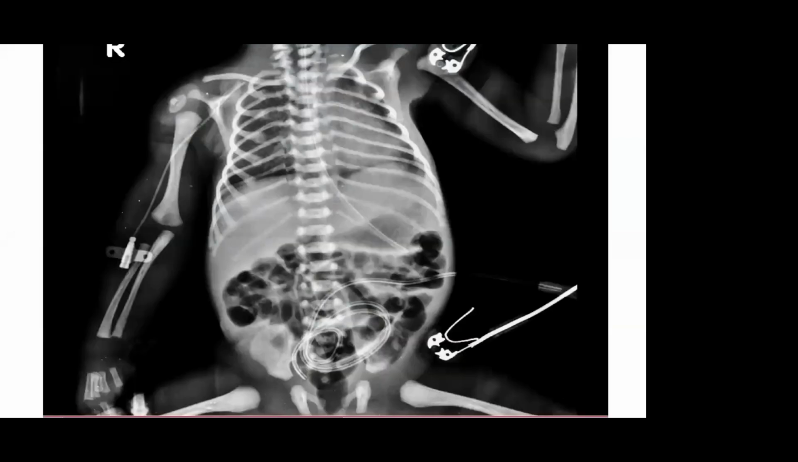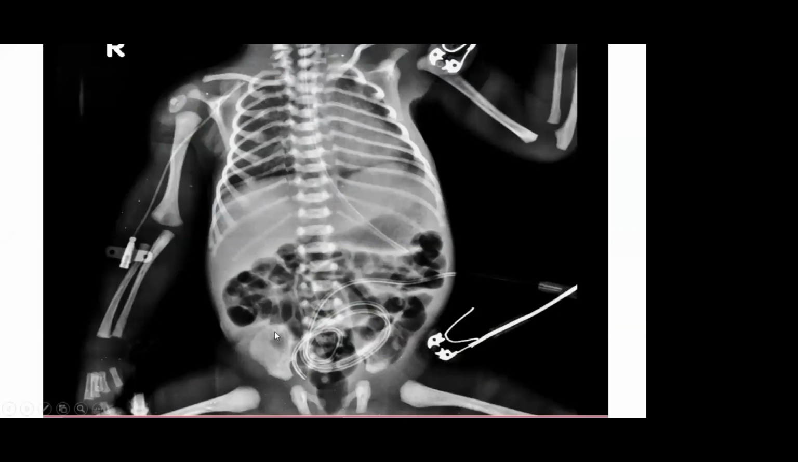So if you don't see the tip, or you see the tip is frayed, for any reason, or you cannot identify where the tip is, then take an X-ray. Otherwise, it's not needed. So when you remove any line, always check whether the tip has come out or not. Otherwise, a routine X-ray is not needed.